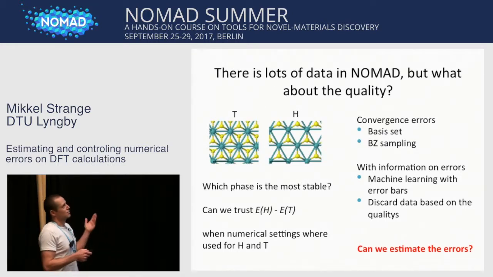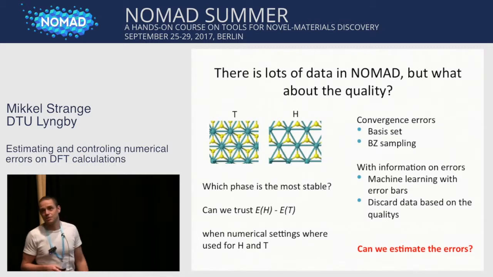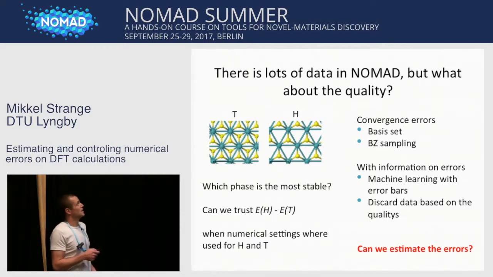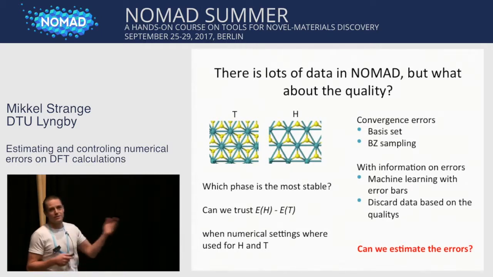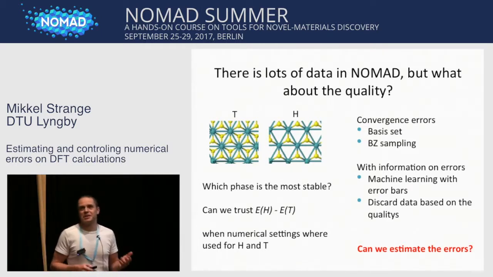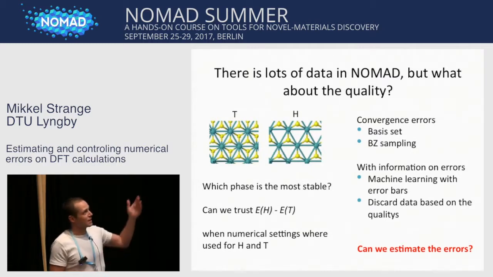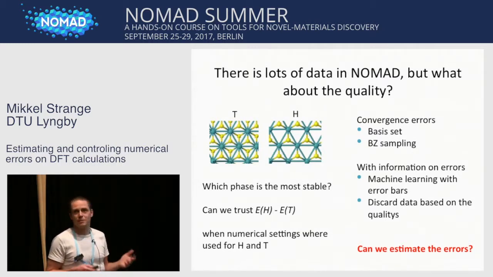Then you can ask the question: if you look up in the database, which one is the most stable? That's very easy. You just look at which one has the lowest total energy, right? So you subtract these two numbers and figure it out. But what happens if these two phases were calculated with different settings? So one was a crude calculation, one was an accurate calculation. Can you then compare these numbers? If you search in NOMAD, you can get a lot of data, but how much can you trust these numbers and how can you compare them?